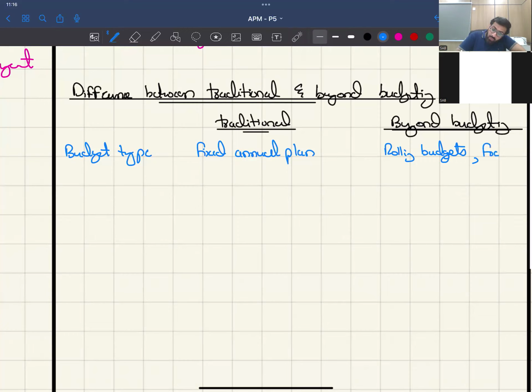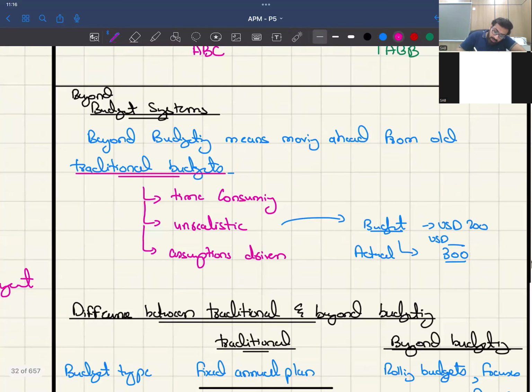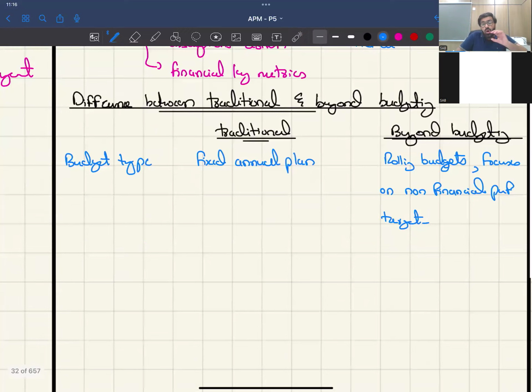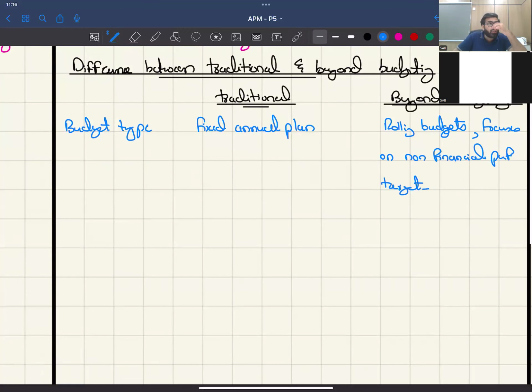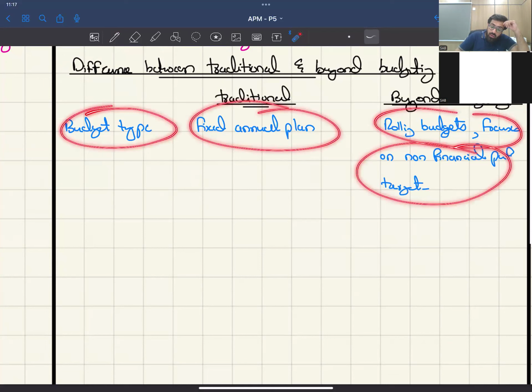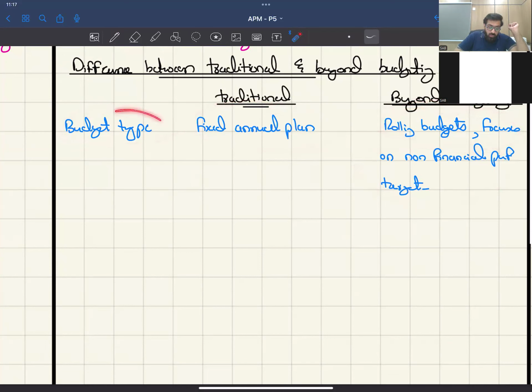Similarly, beyond budgeting also focuses on non-financial performance targets, right? In traditional budgets, you are too focused on financial key metrics. But beyond budgeting says to focus on non-financial performance targets as well, like customer satisfaction, occupancy rates, and these types of KPIs, which we have done in the KPI section. So beyond budgeting means you should be focusing on non-financial performance targets as well, right?